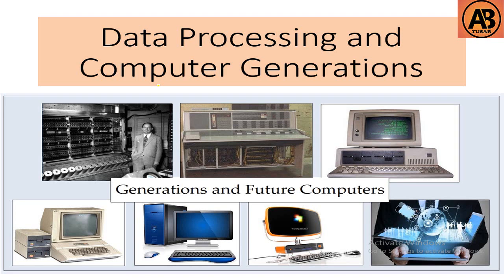In this computer science course, we're going to learn about data processing and computer generations. In this video, we're going to learn different types of generations and different computers related to generations, such as first generation, second generation, third generation, fourth generation, fifth generation. All the generations we are going to learn briefly in this video. So let's get started. First one is data processing.